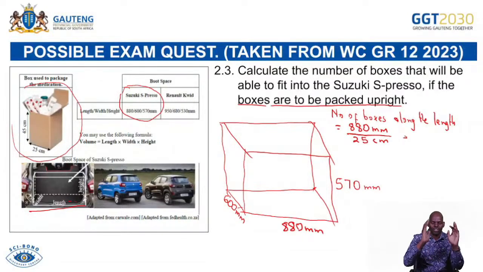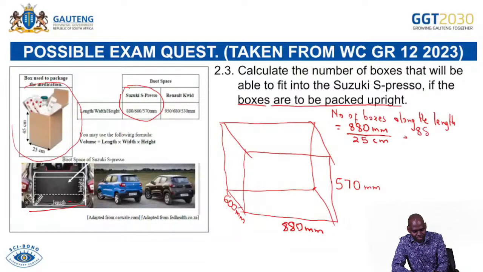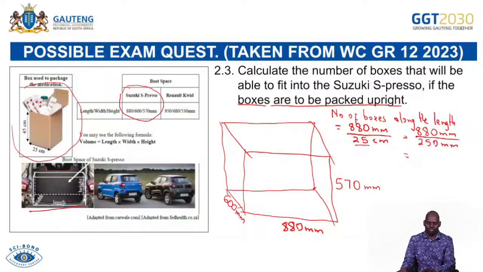How do we convert from centimeters to millimeters? We multiply by 10. So this will be 880 millimeters over 25 multiplied by 10, which is the same as 250 millimeters. If I take that 25 and multiply by 10, I'm converting it to millimeters. Then now I can say 880 divided by 250, and I get 3.52.